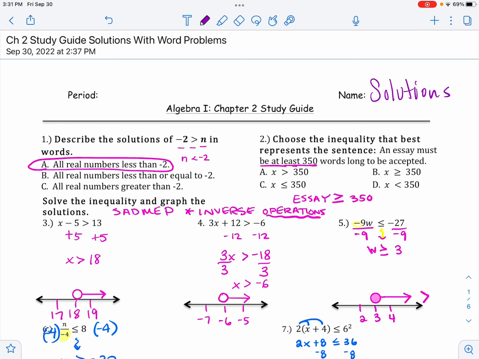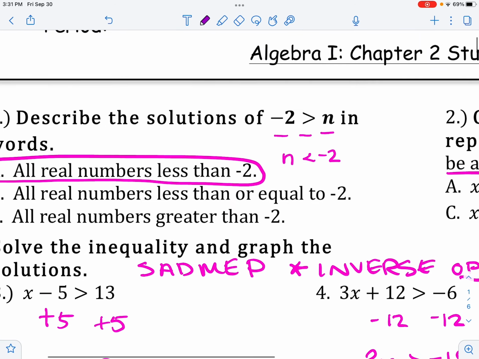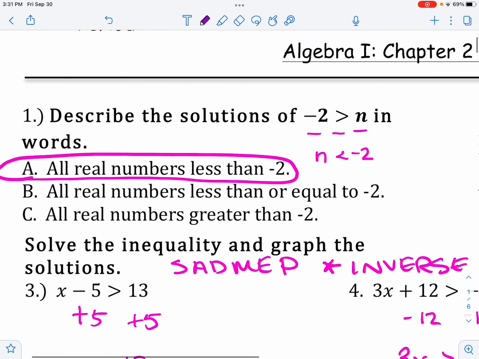All right, let's take a look at number 1. When I look at this, I have to read and write from the variable's perspective, right? So I look at n is less than negative 2. So I know that A is the correct answer, n is less than negative 2.